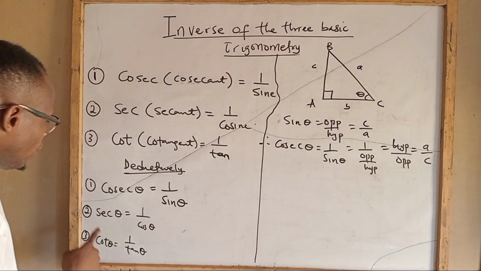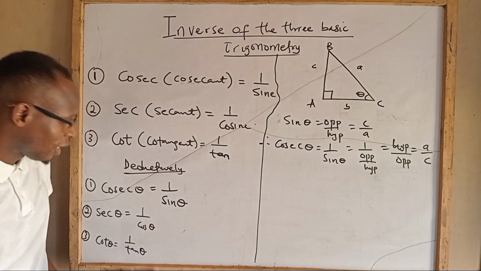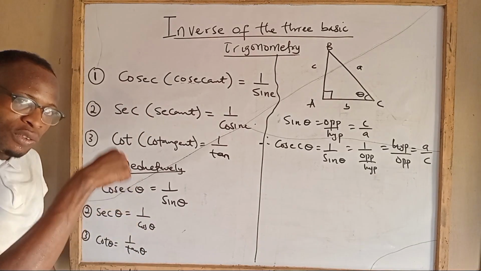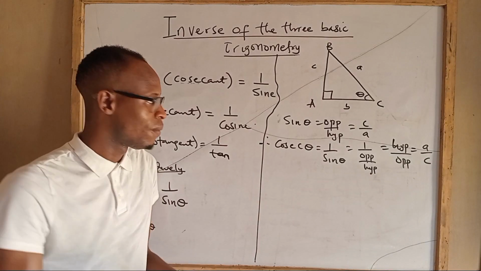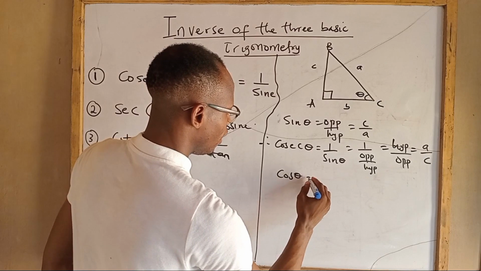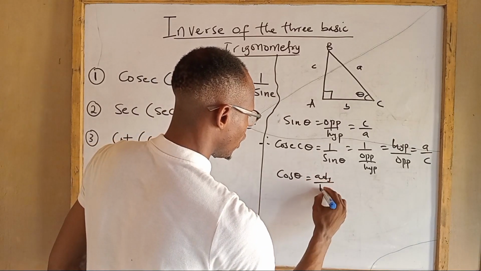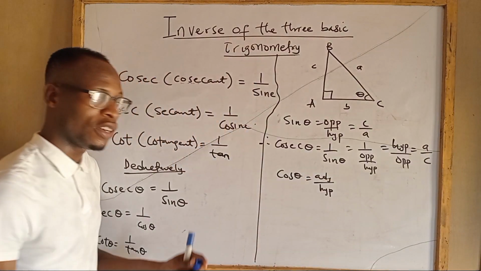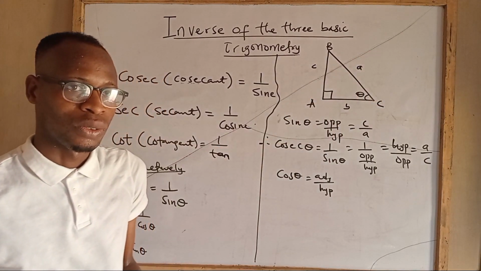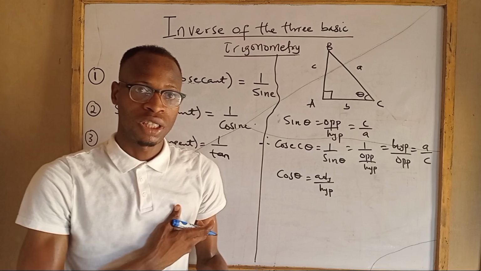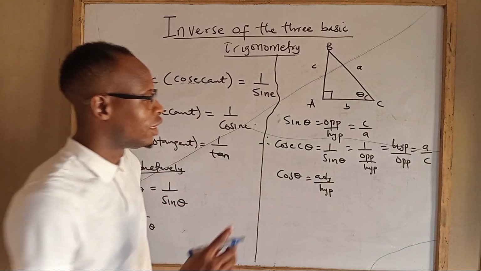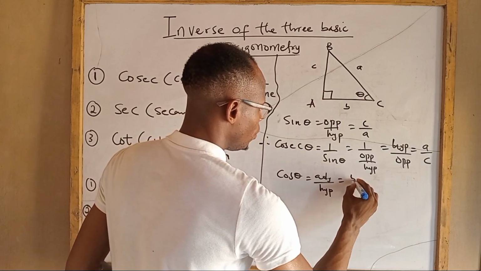The second one is sec theta, the same thing as saying secant. It's the inverse of cos theta, so we need to get cos theta first. From our previous class, cos theta is equal to the adjacent over the hypotenuse. That's why I have to be consistent: the same diagram I used last time, I'm still using it here, so that you do not get confused. So adjacent over the hypotenuse. Now the adjacent here is B over A.